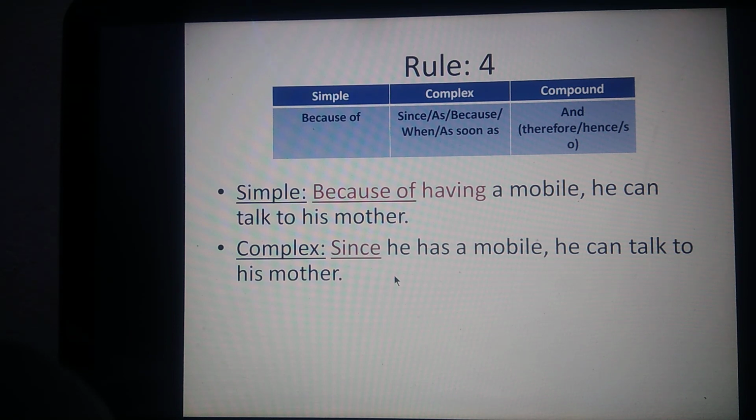It is also to mention that we could use "as" or "because." In this case, the sentence would read the same. So the main clause of the sentence will remain the same.